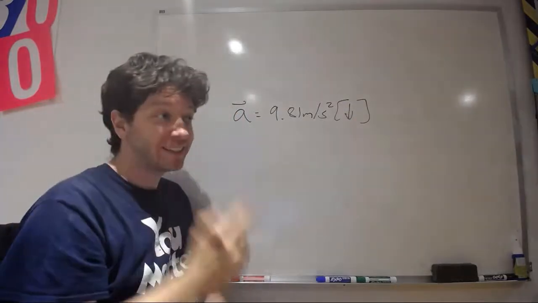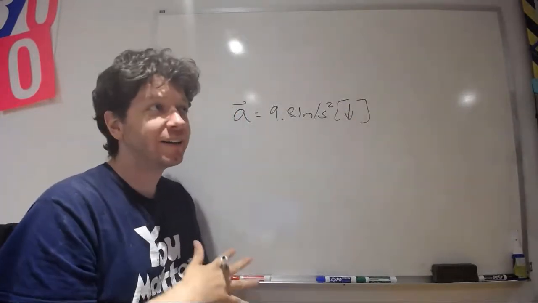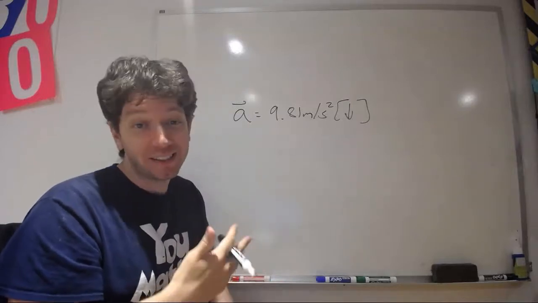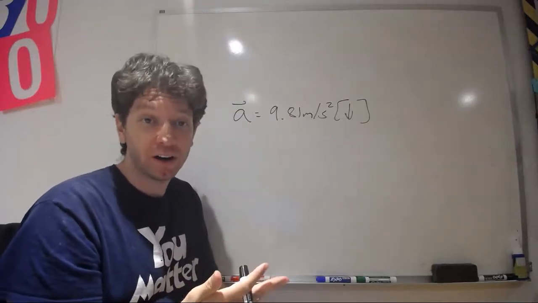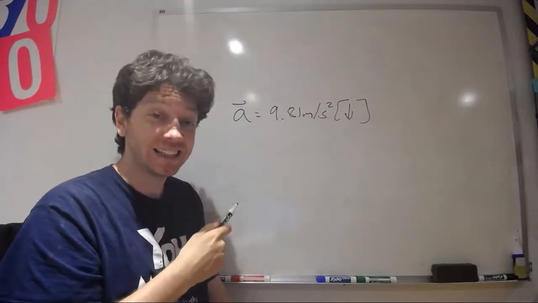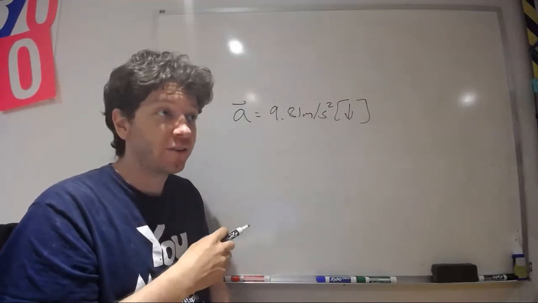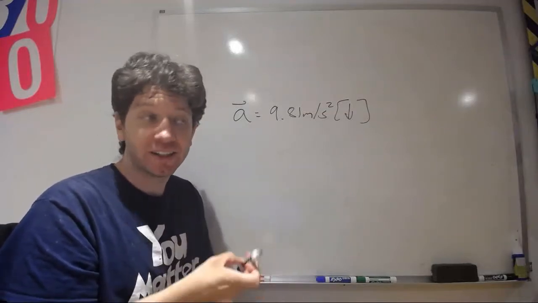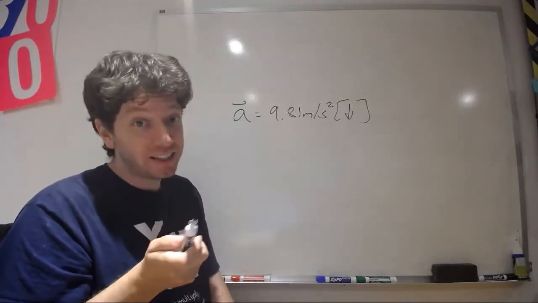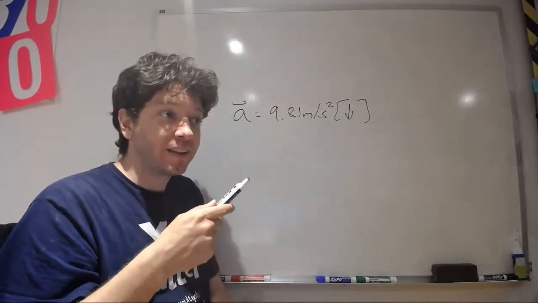Very, very important. This is not a constant. I know in grade 11 we use it all the time, but it is a variable because it changes depending on where you are. If you were to climb to the top of Mount Everest, it would be slightly less than that. If you're on the International Space Station, again, slightly less than that. And I only say slightly because it's very important.